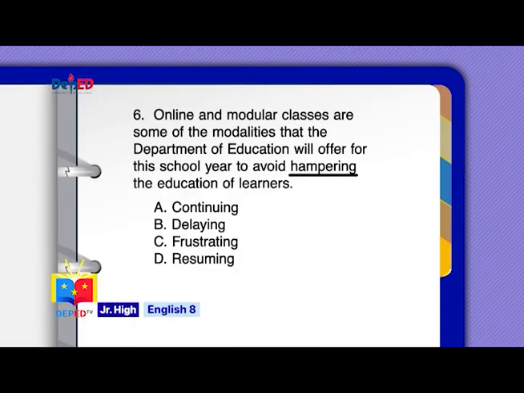Number 6. Online and modular classes are some of the modalities that the Department of Education will offer for this school year to avoid hampering the education of learners. The underlined word is hampering. And here are your choices. Letter A, continuing. Letter B, delaying. Letter C, frustrating. And letter D, resuming.